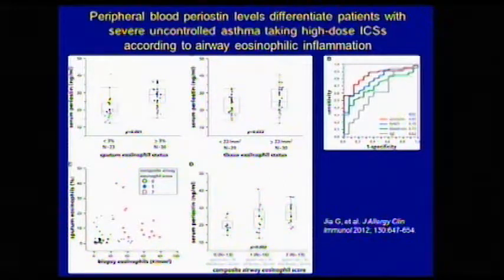And if you look at the ability of periostin to predict whether you're eosinophilic or not, then it performs reasonably well and performs better than exhaled nitric oxide, blood eosinophils or IgE levels, which are fairly useless. So a potentially promising biomarker.